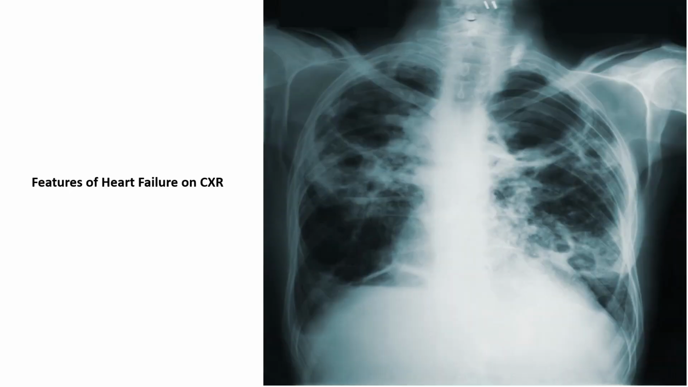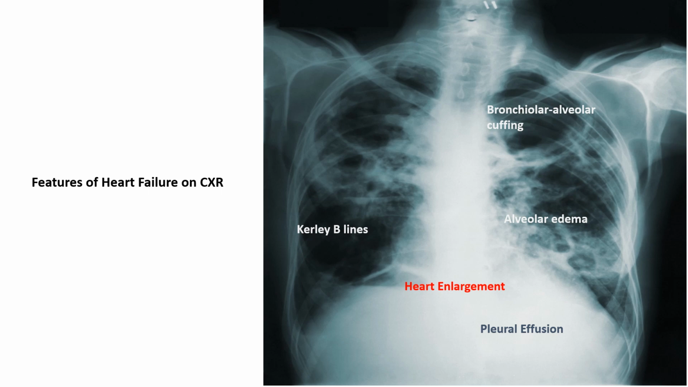Features of heart failure on chest X-ray can be seen as heart enlargement, which is a cardiothoracic ratio more than 0.5. Pleural effusion is the accumulation of fluid into the pleural space, and it can be seen on chest X-ray as blunting of the costophrenic angle. Alveolar edema is edema into the alveoli. Kerley B lines represent interstitial edema. It is thickened edematous interlobular septa, and bronchoalveolar cuffing is haziness around the walls of the bronchus.